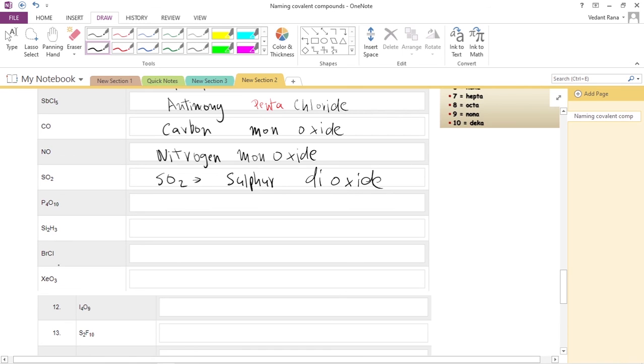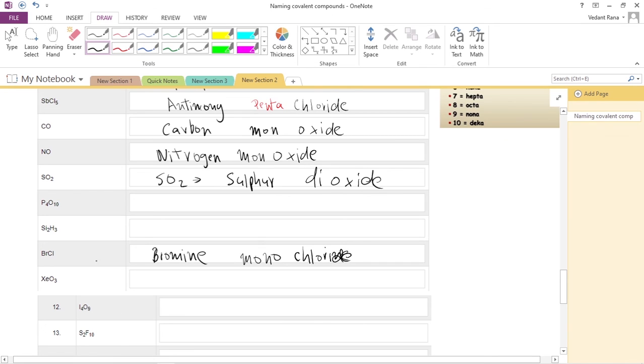Let's do BrCl. Br stands for bromine. Cl stands for chlorine. 1 atom of bromine, but we don't use mono for the first element. 1 atom of chlorine, we do use mono for this. So we get bromine monochloride. This is chloride, IDE.